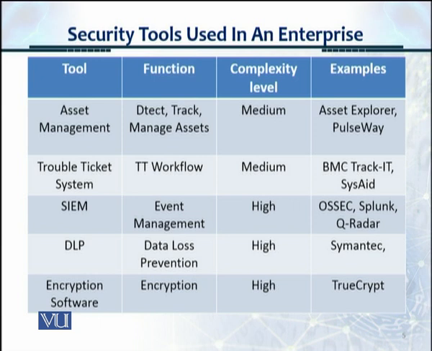You have data loss prevention, a high complexity tool. Symantec is a top name. There are lots of other companies making this, McAfee, Symantec, and many others. And then you have encryption software. All critical data needs to be encrypted. It's high complexity, and TrueCrypt, for example, is a solution which is freely available. We also need to encrypt our data which is lying within the database or the application, and there are different strategies for how to do that.